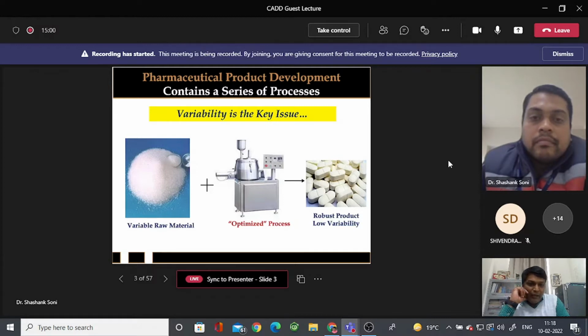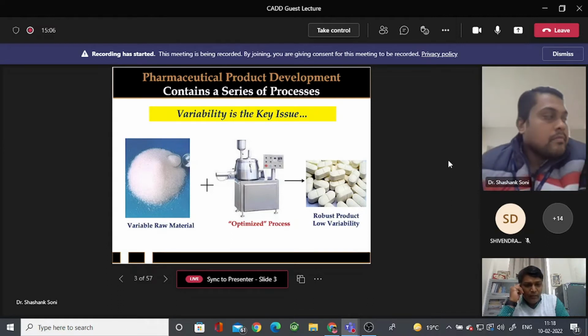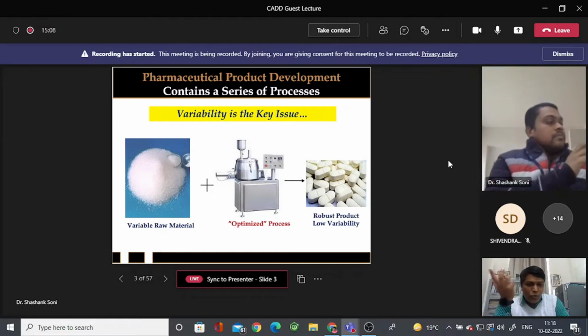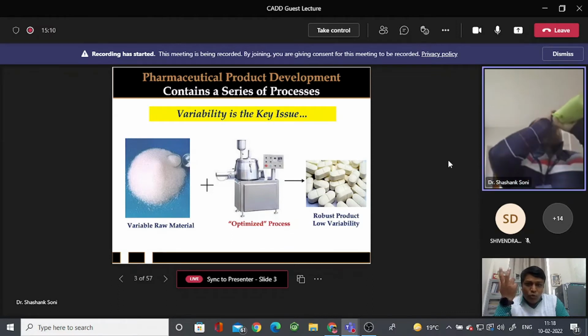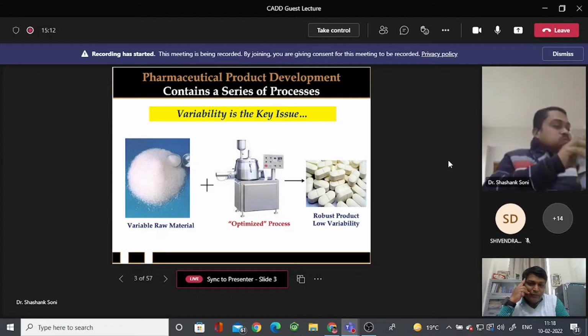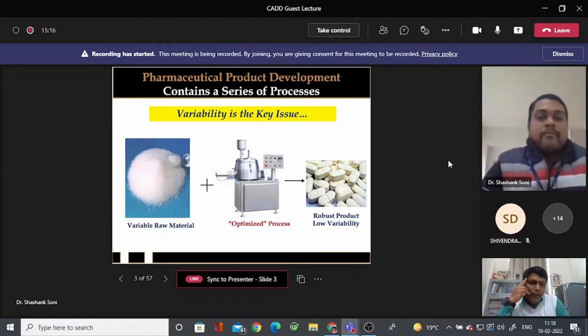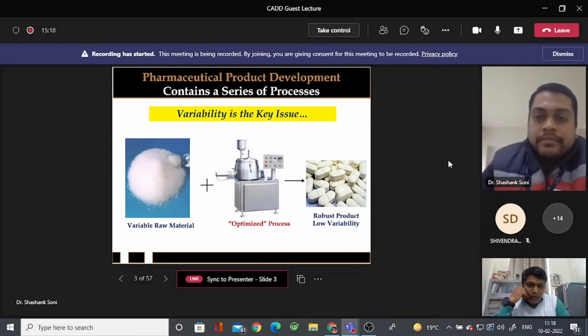Apart from that, as Shivendra said, the disintegrant. There can be many disintegrants. A few of the disintegrants you know. The two very common disintegrants are SSG and CCS, croscarmellose sodium and sodium starch glycolate. These are the commonly employed disintegrants, but other disintegrants are also used.